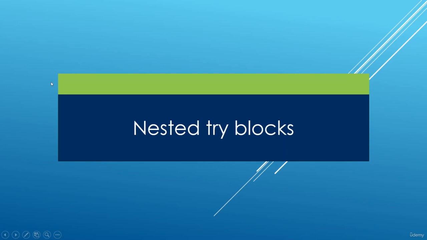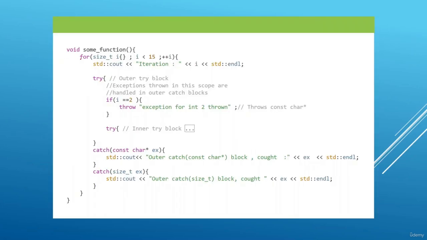In this lecture, we want to explore the idea that it is possible to nest our try blocks. And we are going to look at a simple example. Here we have a function called SumFunction, and inside we're going to loop for 15 times. So it is going to loop from 0 all the way to 14 here. And in here, we're going to say the iteration we are at in our loop.